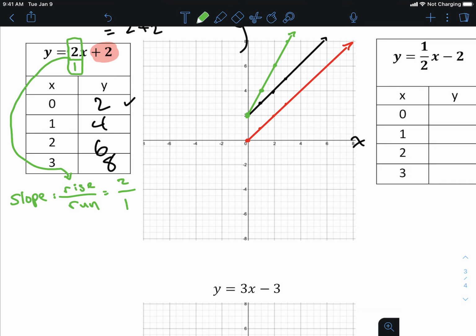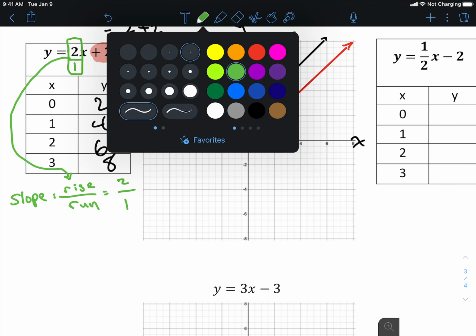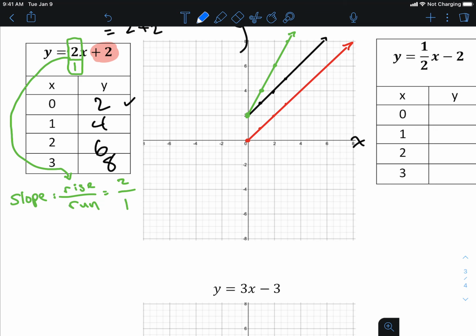Sean, do you see that? That makes sense. It's pretty crazy. Magical. Not magic, it's math. Math magic. Okay, can everybody see that though? Okay? Rise over run. Rise over run. 2 over 1.